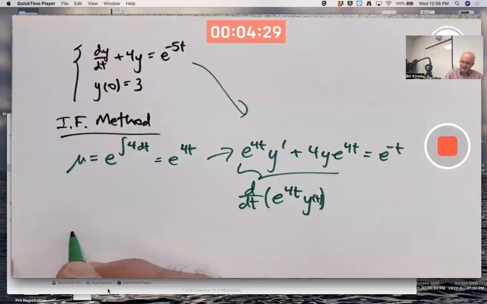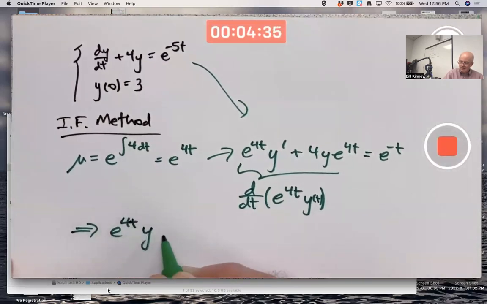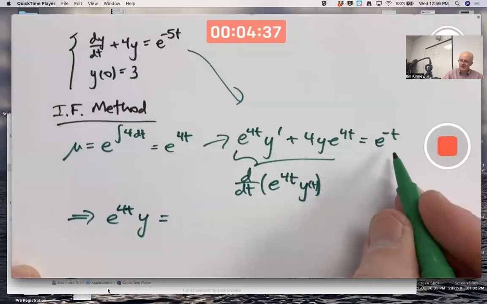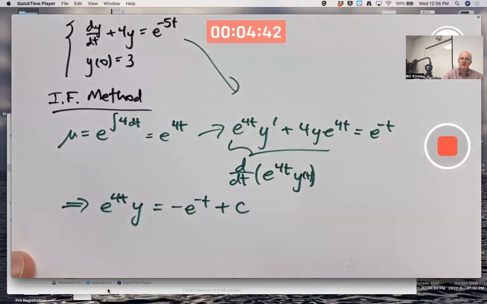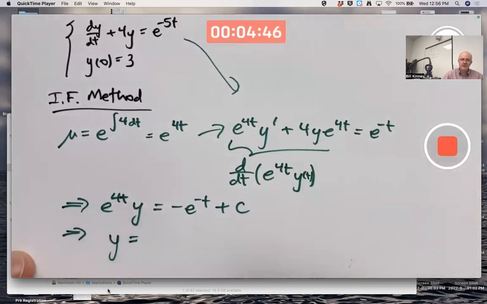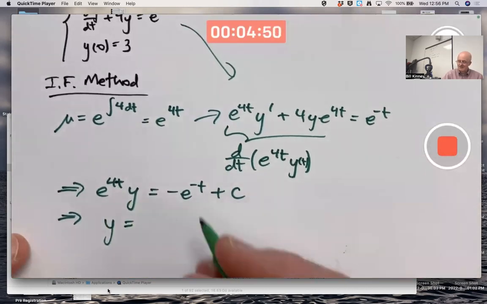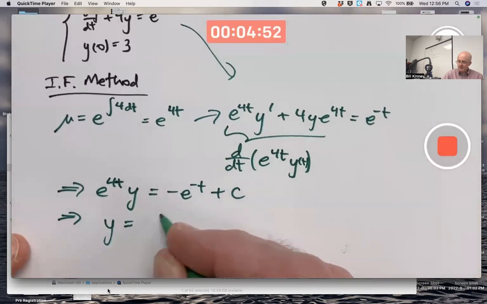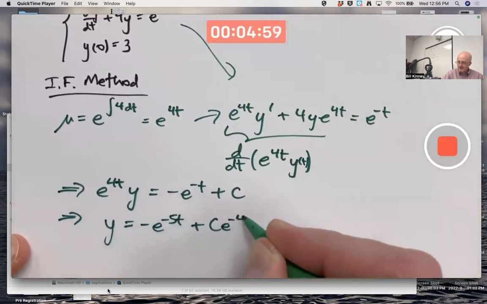Now you integrate both sides. You don't have to bother writing an integral symbol. Integrating a derivative gives you the function itself. You do have to integrate the right side to get negative e to the negative t. Don't forget your integration constant, plus c. Solve for y. Multiply both sides by e to the negative 4t so that y is isolated on the left. This times e to the negative 4t will be negative e to the negative 5t. C times e to the negative 4t is exactly what I said.